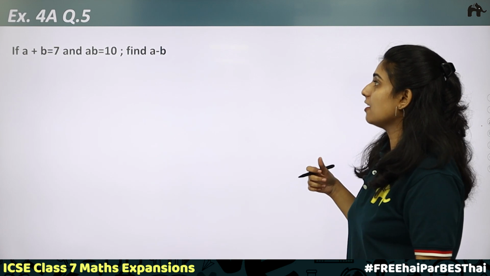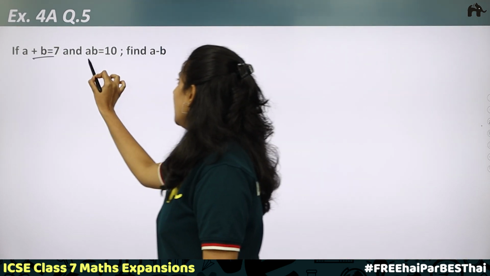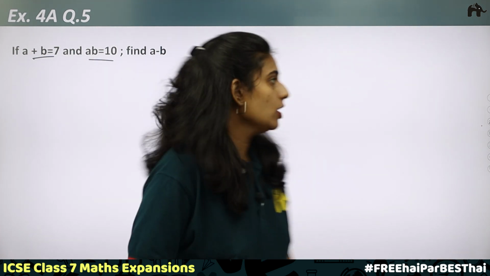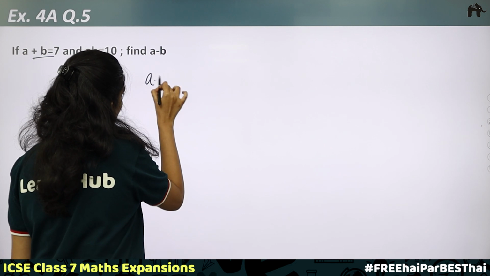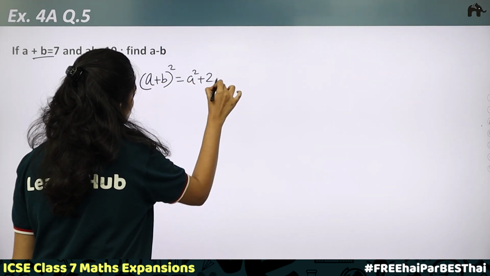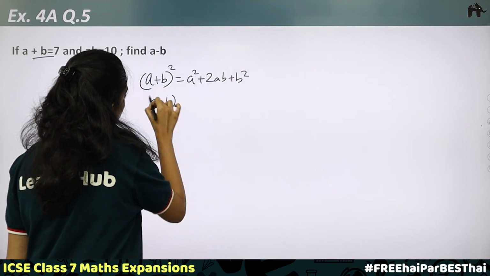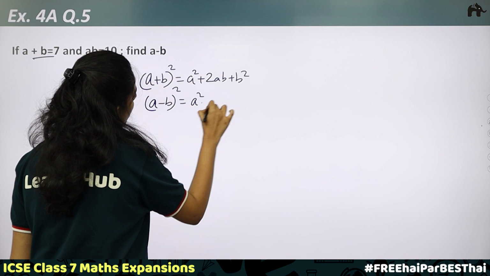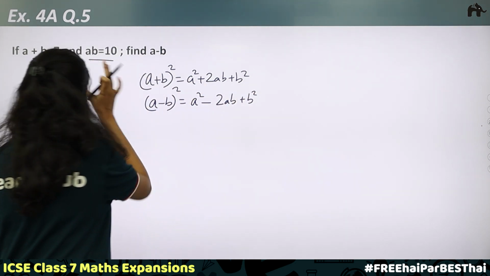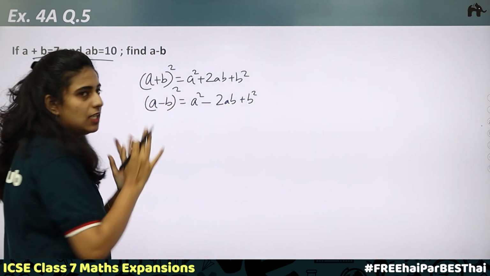Question number 5 of exercise 4A. If a plus b is equal to 7 and ab is equal to 10, find what a minus b is. We know that a plus b whole square is equal to a square plus 2ab plus b square, and a minus b whole square is equal to a square minus 2ab plus b square. Given the value of a plus b, we need to find the value of a minus b. So there should be some relation, right?